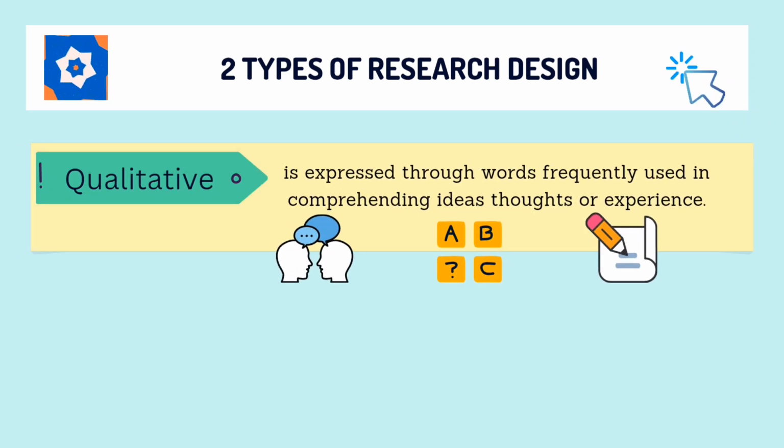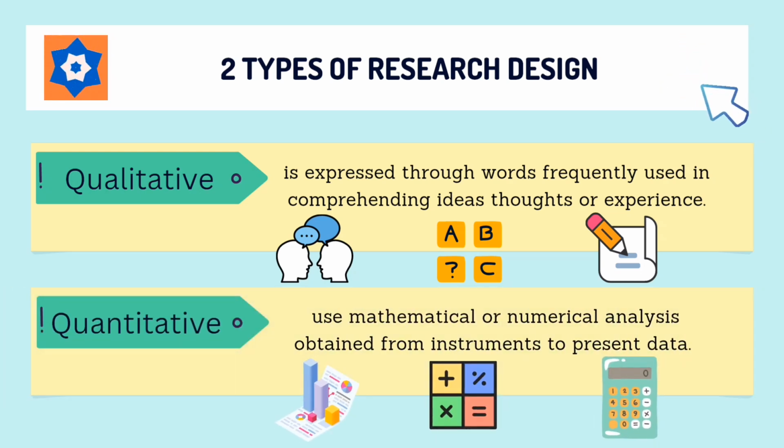Next is the types of research design. Qualitative is expressed through words, frequently used in comprehending ideas, thoughts, or experience. Quantitative uses mathematical or numerical analysis obtained from instruments to present data.